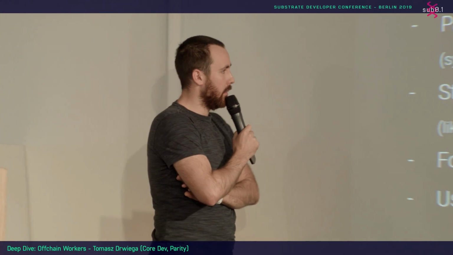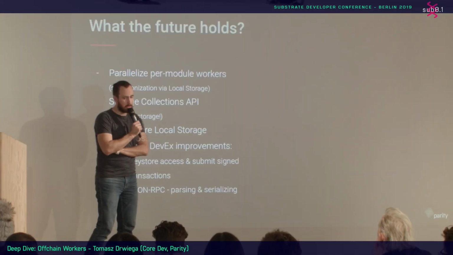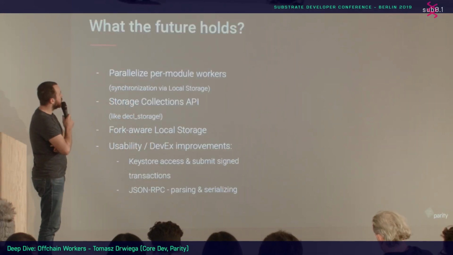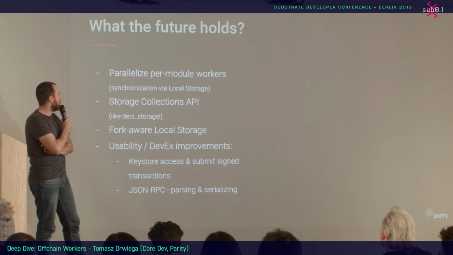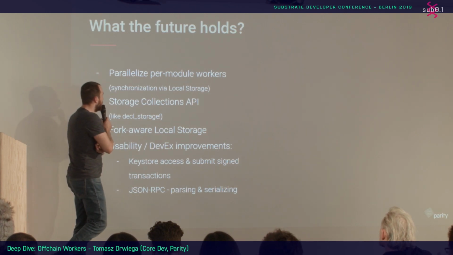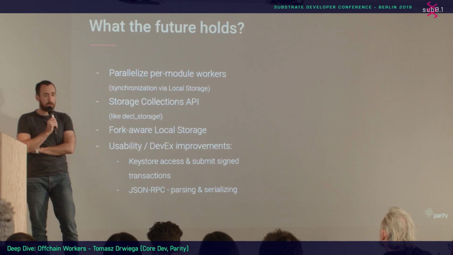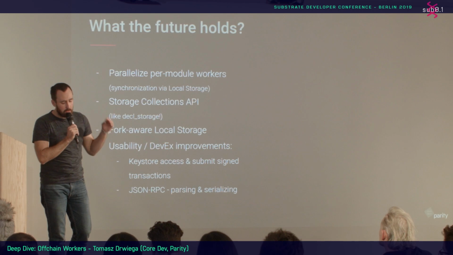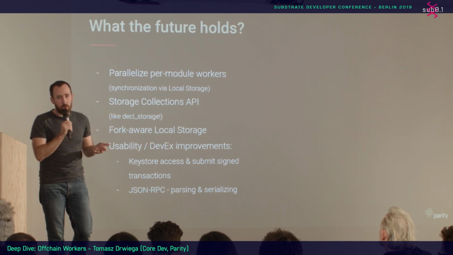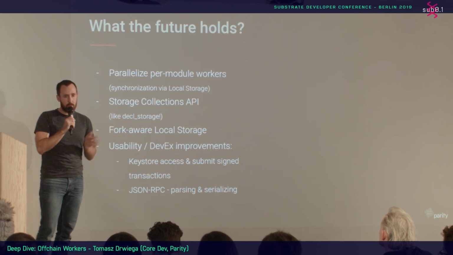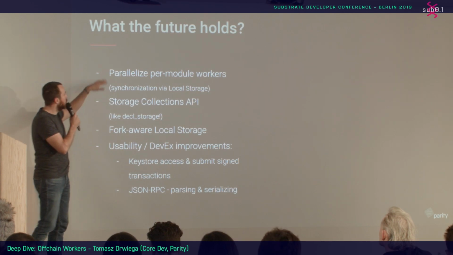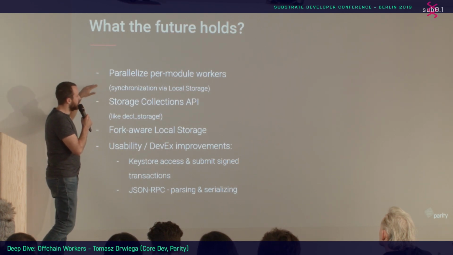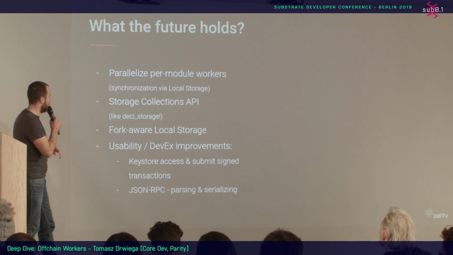And future plans for off-chain workers are over here. So in a mid to short term, I would like to parallelize the workers. Currently, every module can declare a worker, but they're going to be executed sequentially. So we want to make those modules run in parallel, even if they are for the same block.